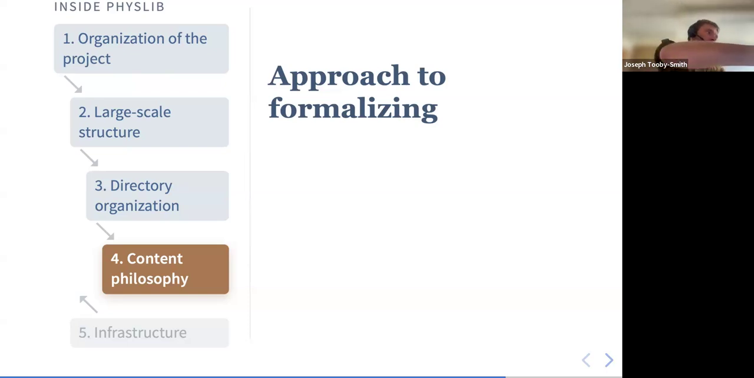So one of the key confusions I get when I talk about Physlib and formalizing physics into Lean is that people automatically think I'm talking about axiomatizing physics. That means doing something like axiomatic QFT, topological field theory, or some sort of axiomatic version of quantum field theory. You can do that, but that's not what Physlib is about.